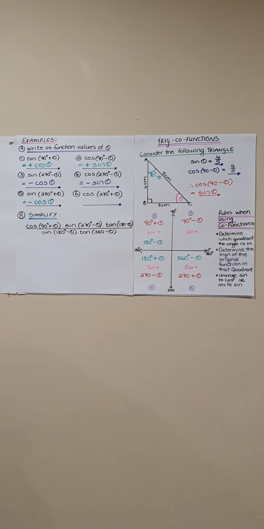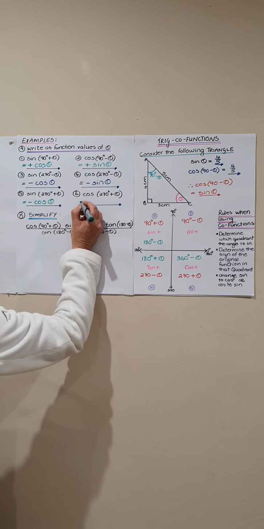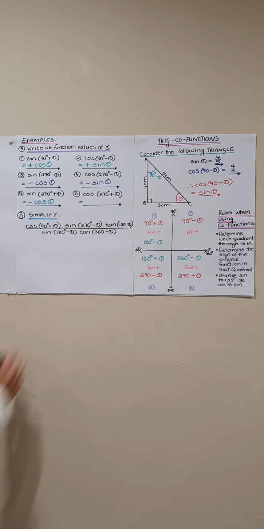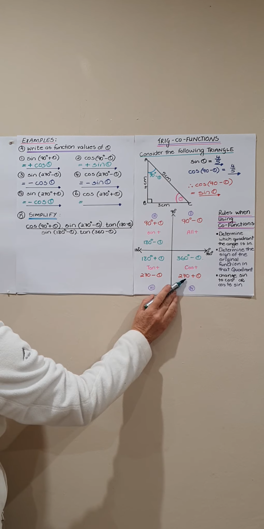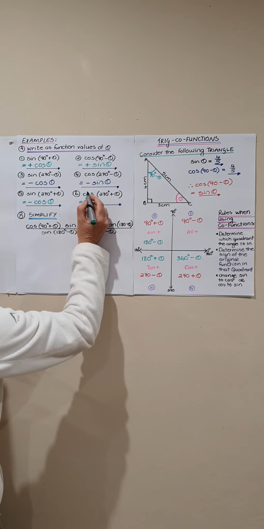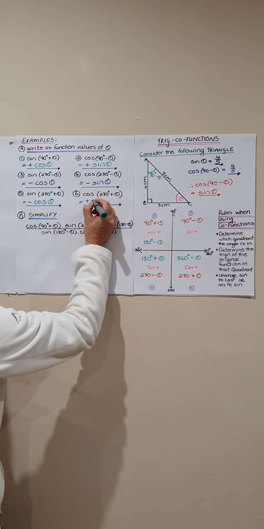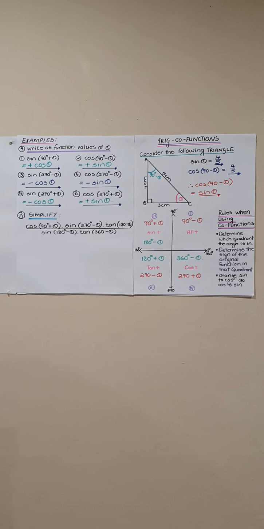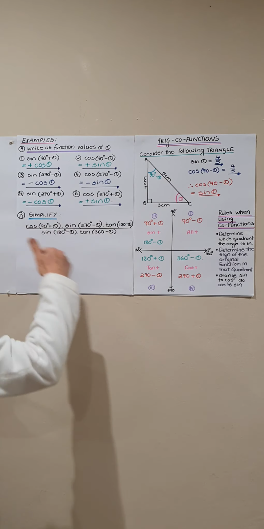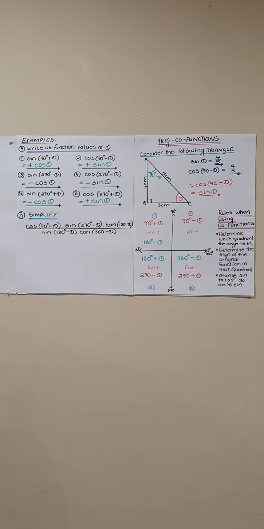And my last example of this type is cos of 270 plus theta, which is again in my fourth quadrant, and cos is positive. So this is going to be a positive sine theta. Now sometimes they give us more than one of these to do in the same problem, something like this.